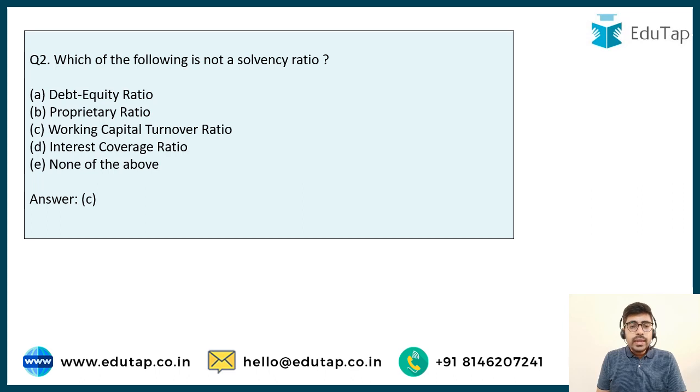So now we can easily answer this question. We know that there are 4 popular solvency ratios. Debt equity ratio is one of them, proprietary ratio is one of them, interest coverage ratio is one of them. Working capital turnover ratio, this simply suggests it is a turnover or activity ratio. So this is not going to be included here, and the answer is going to be option number C.